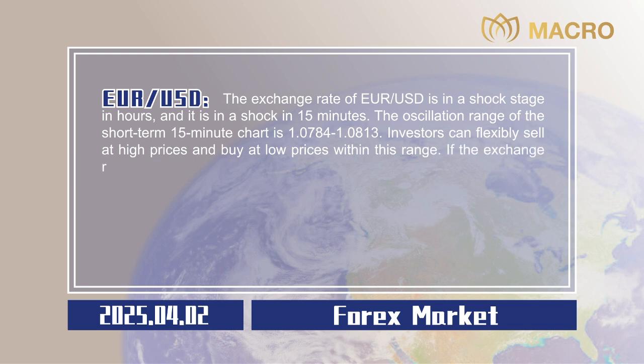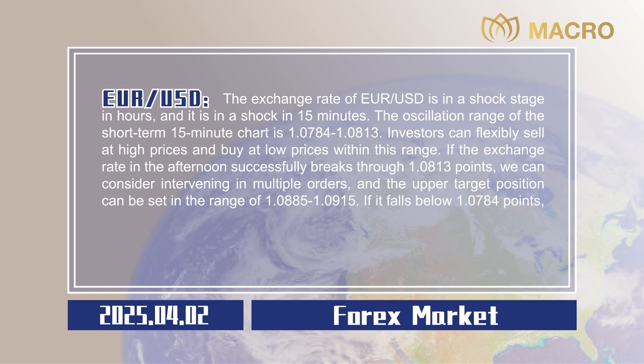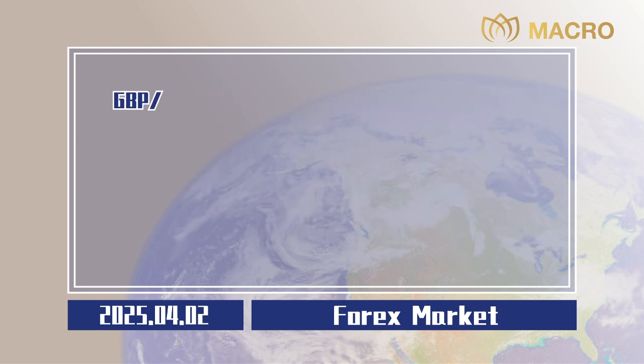If the exchange rate in the afternoon successfully breaks through 1.0813 points, we can consider intervening in multiple orders, and the upper target position can be set in the range of 1.0885 to 1.0915. If it falls below 1.0784 points, you can consider intervening in empty orders, and the target position below can be seen in the range of 1.0740 to 1.0720. Stop losses are all 20 points, 0.0020.